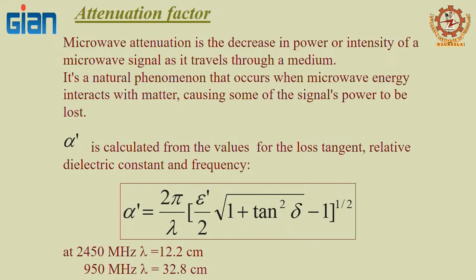Attenuation factor is the decrease in the power or intensity of microwave as it travels through a medium, and it's calculated by this complex equation. So you have the epsilon prime, then delta, and it provides a certain value. So let's imagine you are a food processing engineer working for a company which prepares microwavable foods. Then you have to study all these engineering properties related to microwave, characterize them, and then prepare your microwave foods properly.